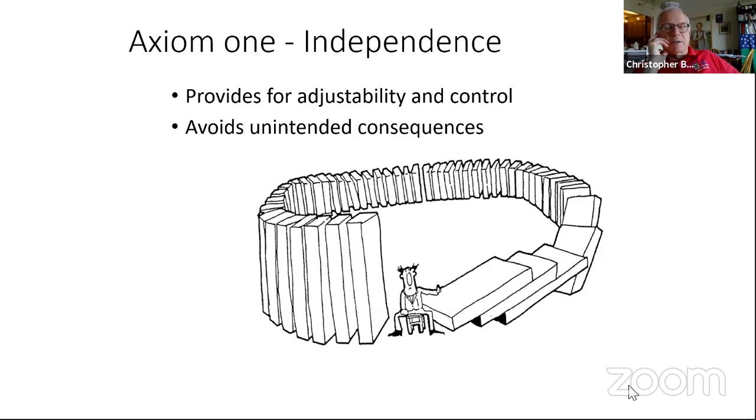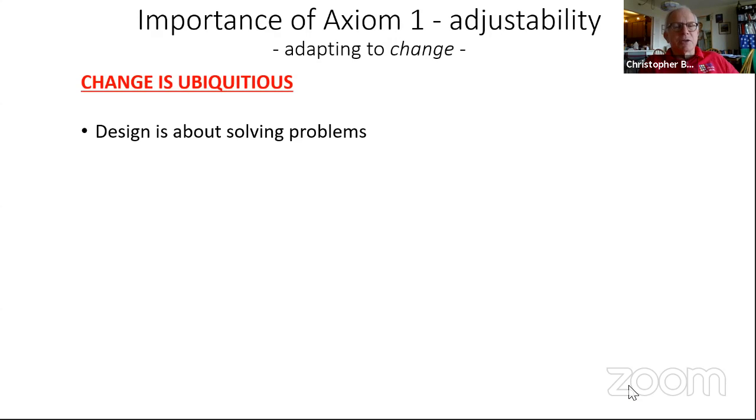Sometimes we put a series of events into operation, not realizing exactly where it's going to go. So we'll be looking at a kind of functional modeling, and it's often this failure to recognize how things are connected that leads to failures in design or cost overruns and time overruns in design. So importance of axiom 1, it's adjustability. It's about adapting to change.